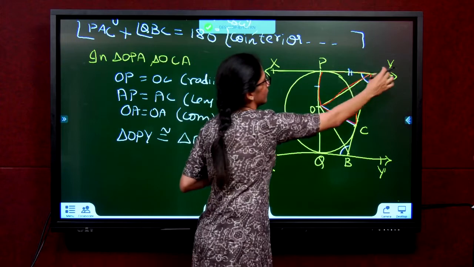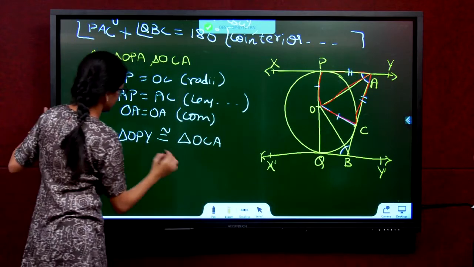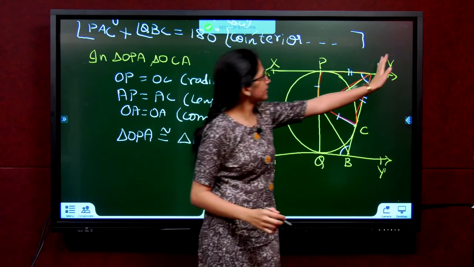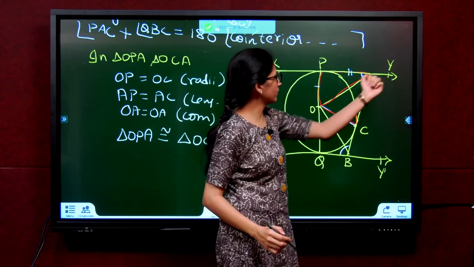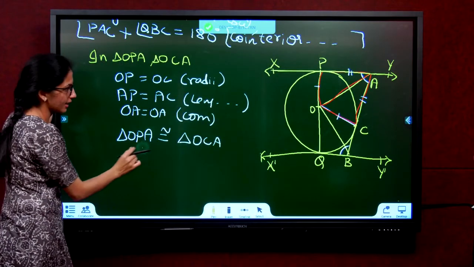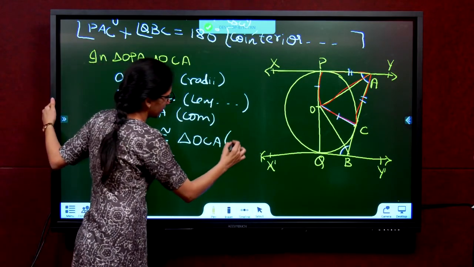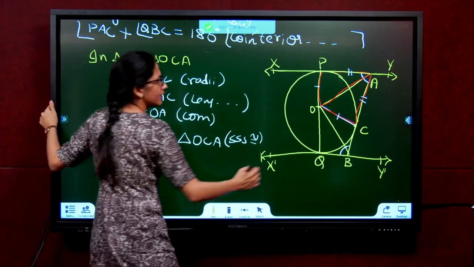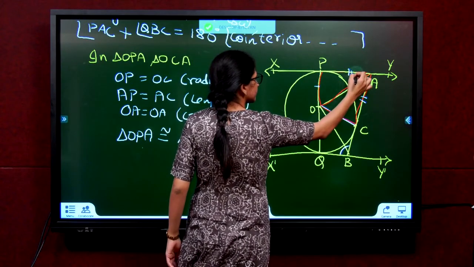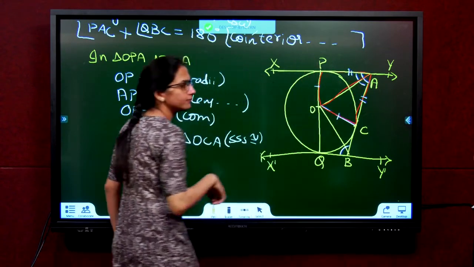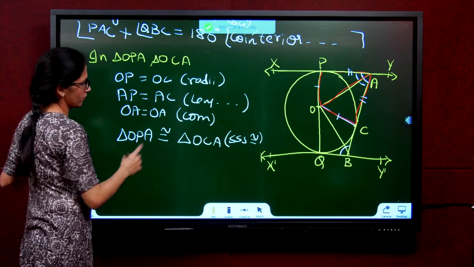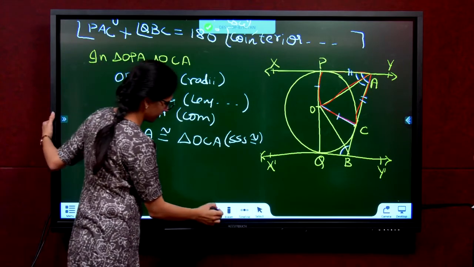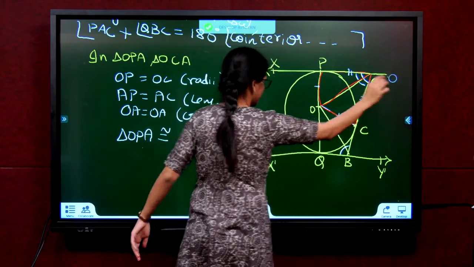This Y is an external point. It's OPA, not Y. We're talking about this point A. So it's not Y, it's A. Which congruency? SSS congruency. Now can I say this angle is equal to this angle? Yes. What is that angle? PAO. Let me just shift this Y. It's confusing.